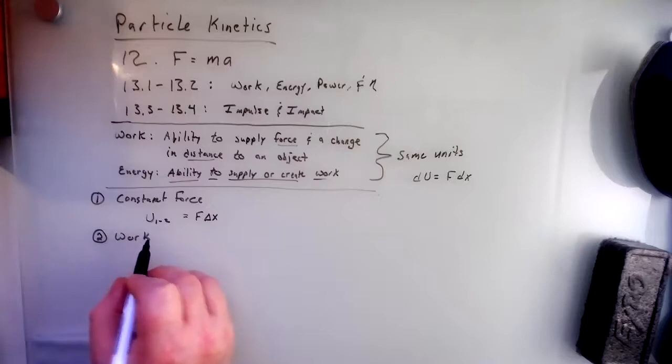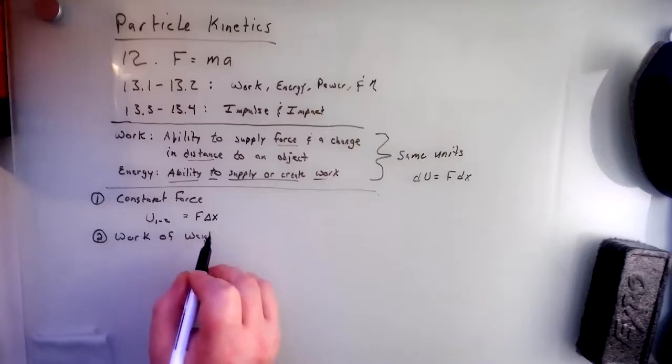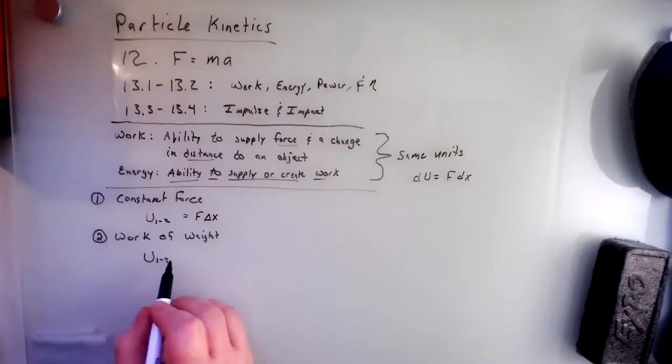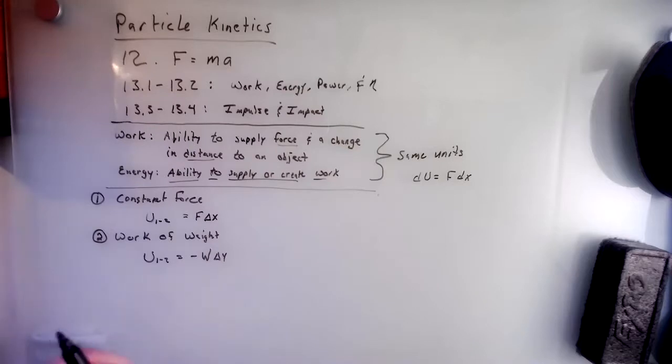Two, work done by a spring. Actually, let's do weight. Doesn't matter. Okay, so here, U 1 to 2 is equal to minus W delta y. We could expand on that if we wanted to and talk about work done in space, but we're not going to have any problems that deal specifically with that. We'll come back to space mechanics a little bit later in the chapter, but for now, we'll just bypass it.